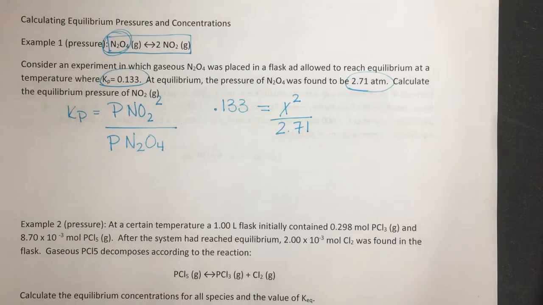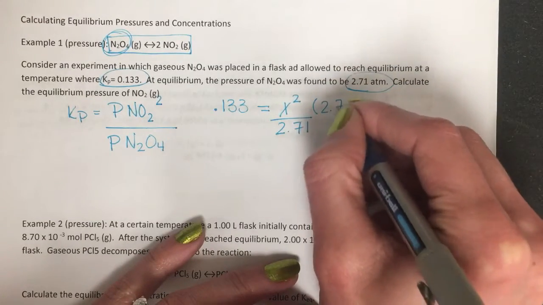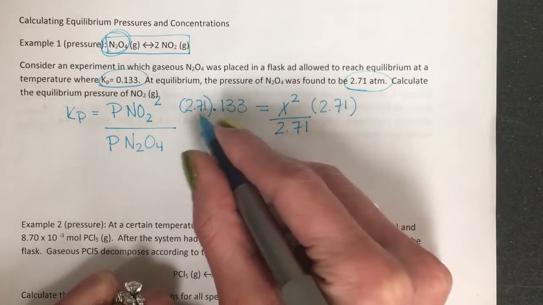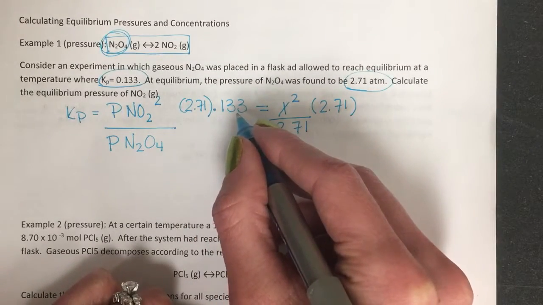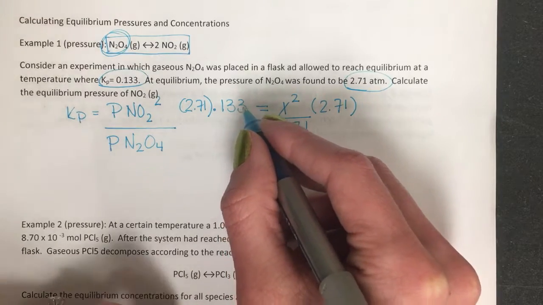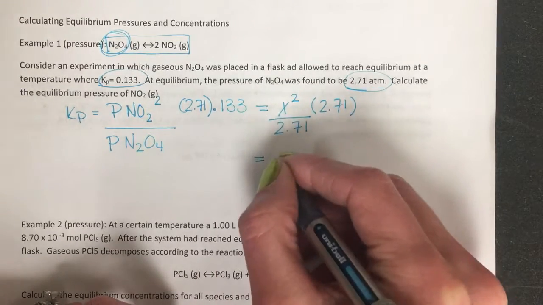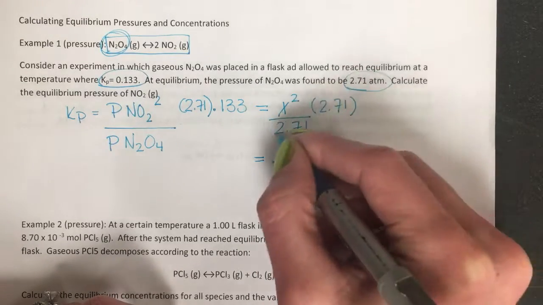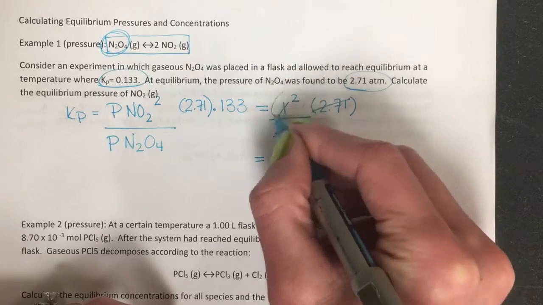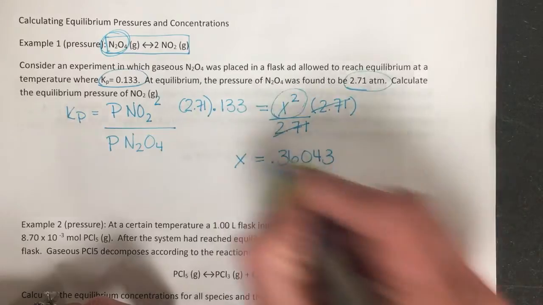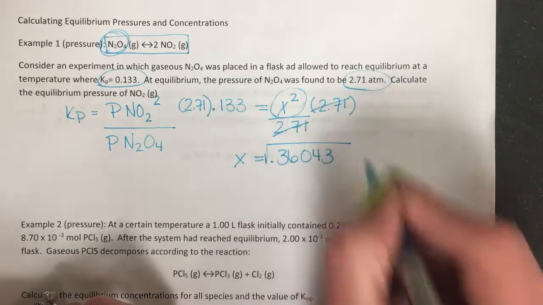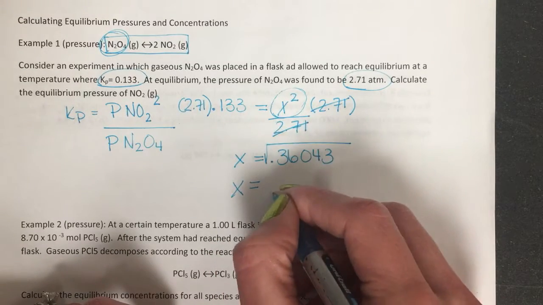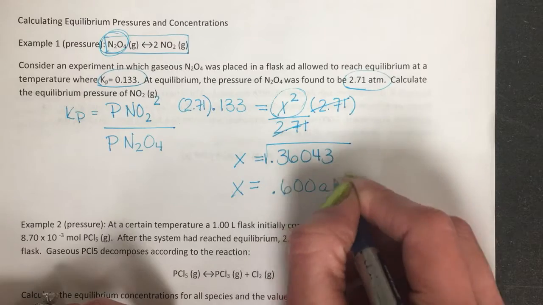So 2.71, if I multiply both sides by it, I'm going to get 2.71 times 0.133, and I get that that's equal to 0.36043. Well, this is my x squared. I want just x. So I need to take the square root. If I solve for x, I find out that I've got 0.600 atm.